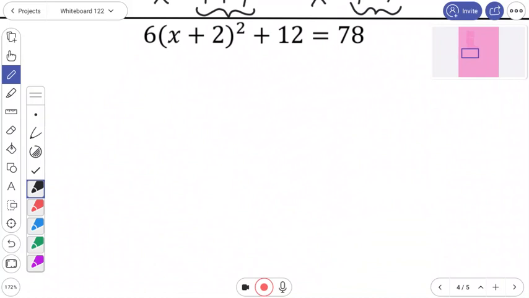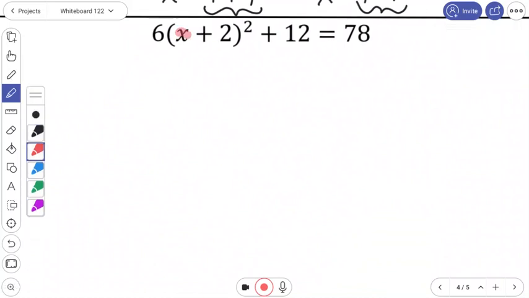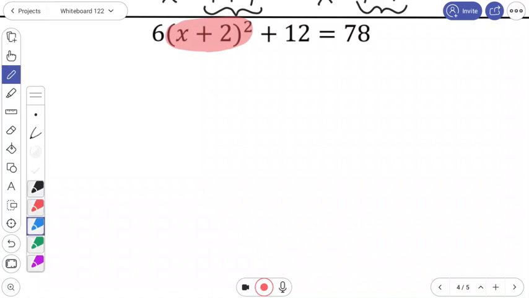Let's look at this equation. Do we have only one x value? Yes, it's in this parentheses right here. Is it being squared? Yes, it is, because the squared is on the outside of our parentheses. So we do have only one x value that is being squared. So let's isolate that. We need to reverse PEMDAS, so we're subtracting our 12 first.